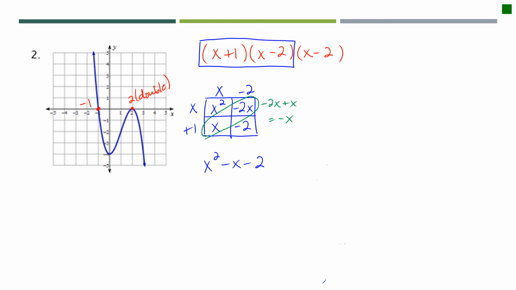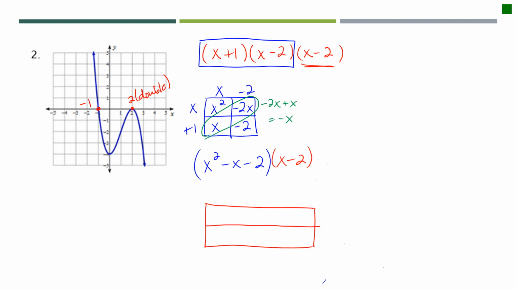Now I need to take this and multiply it by the x minus 2 that I ignored at the beginning. So now we're going to have to do the box, and this one's going to have to be a 2 by 3 box. So I'm going to have x minus 2 on the left, x squared minus x minus 2 on the top. So I'm going to go through and do everything on the top first. x cubed minus x squared minus 2x, and then negative 2x squared, positive 2x because I'm multiplying 2 negatives, and then positive 4 because again I'm multiplying 2 negatives.